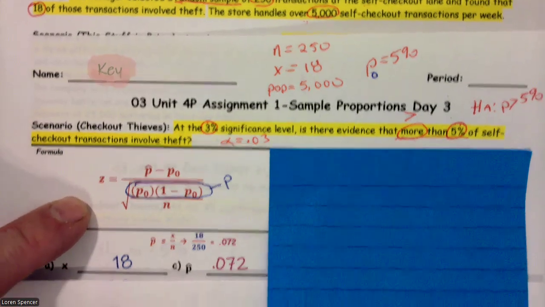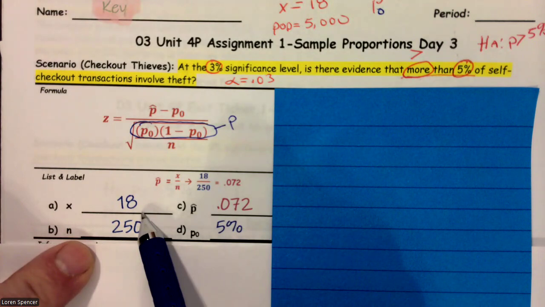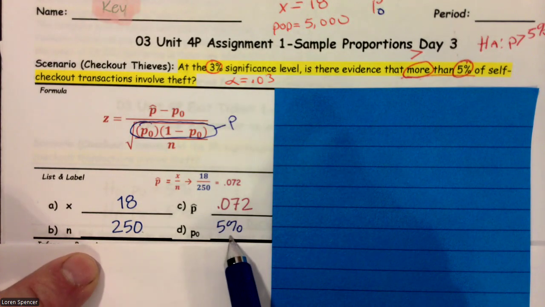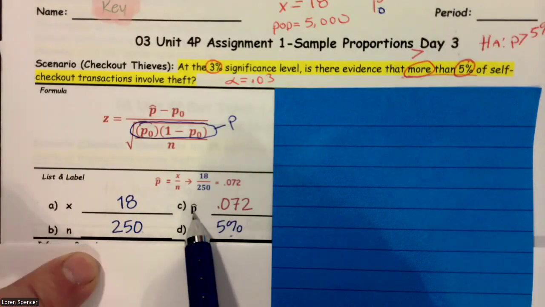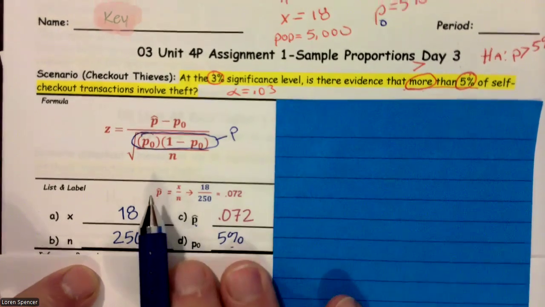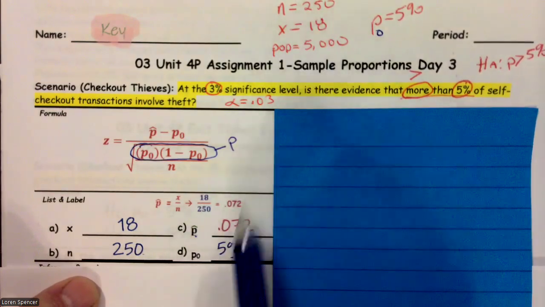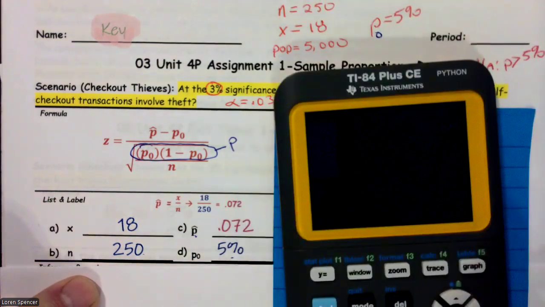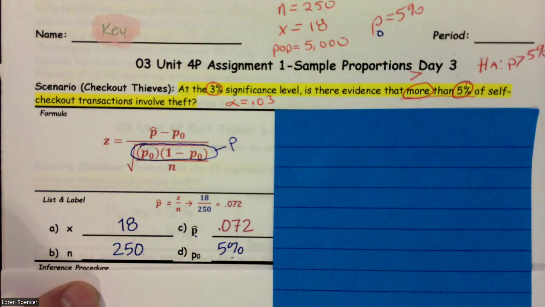All right. Well, we've got a lot of our information already from our reading. We said, okay, 18 thefts out of a sample size of 250. And we said our comparison or the claim is 5%. That's what we expect. But they did not give us p hat in our scenario, so we have to calculate that out. To calculate that out, we take the 18 thefts divided by the 250 that were surveyed. And if we go 18 divided by 250, we end up getting 0.072.